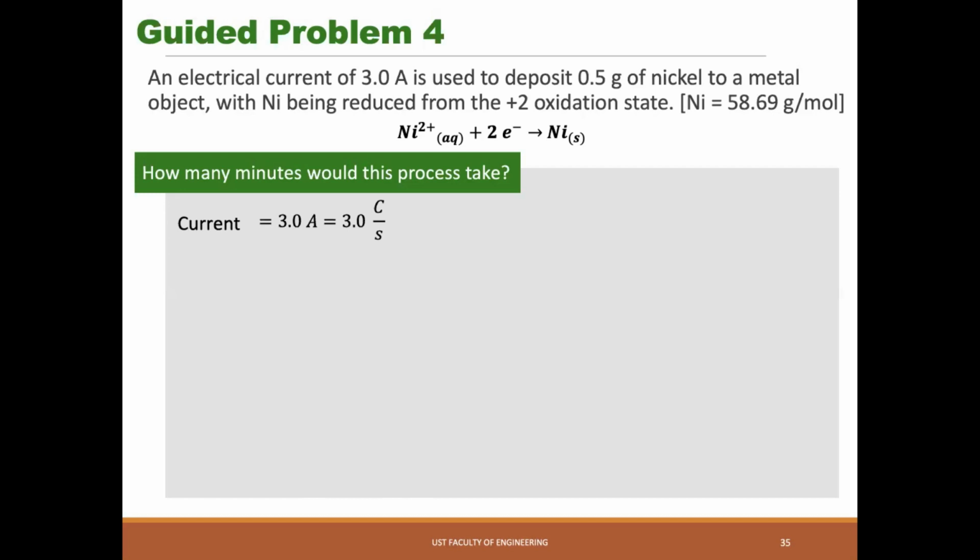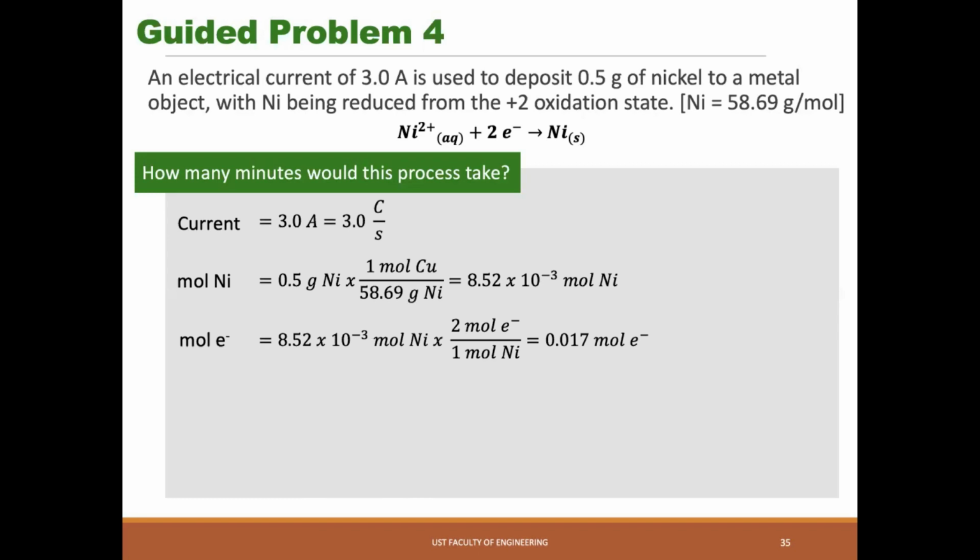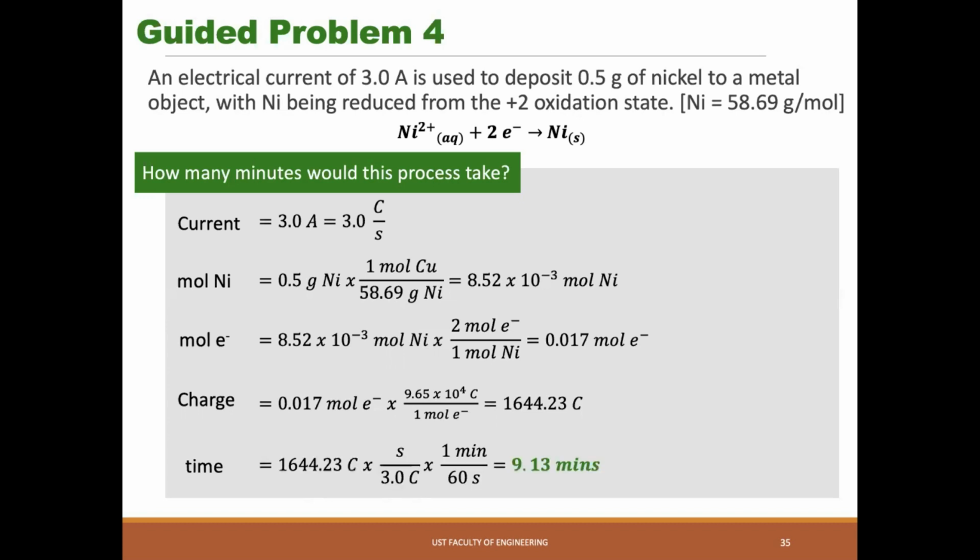But we are given the mass of nickel, so we can compute for the moles of nickel using the given mass and relate the moles of nickel to the moles of electrons using our half reaction. So 1 mole of nickel is equal to 2 moles of electrons in our given half reaction. And this mole of electrons again is related to the electrical charge based on Faraday's constant. So once we have the electrical charge and the electrical current, we can compute for the time to be around 9 minutes for us to deposit this amount of nickel onto an object. So this is again what we call electroplating, based on the process of electrolysis.